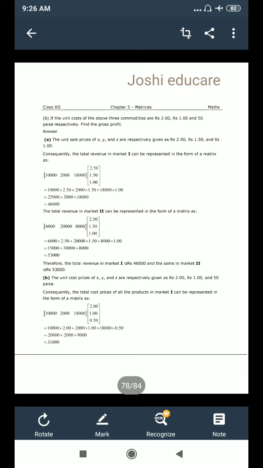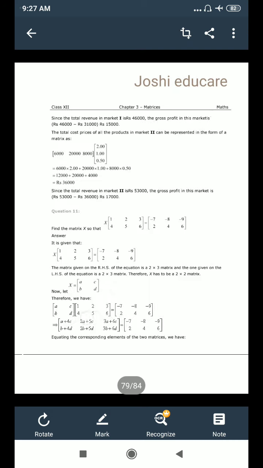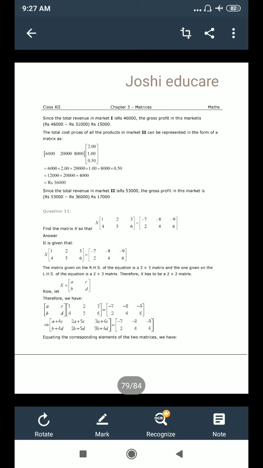In the second case, prices are just changed. It is a similar question. In the first case, prices are 2.50, 1.50 and 1 only. In the second case, prices are 2, 1 and 50 paise. So you can write 2, 1 and 50 paise, and you will do this also in the same way. Means the quantity you will take as a row matrix and their respective prices as a column matrix. On multiplying both of these, you will get the corresponding answer.